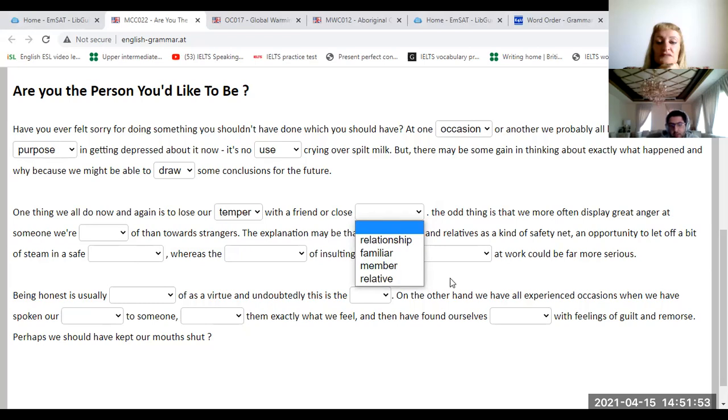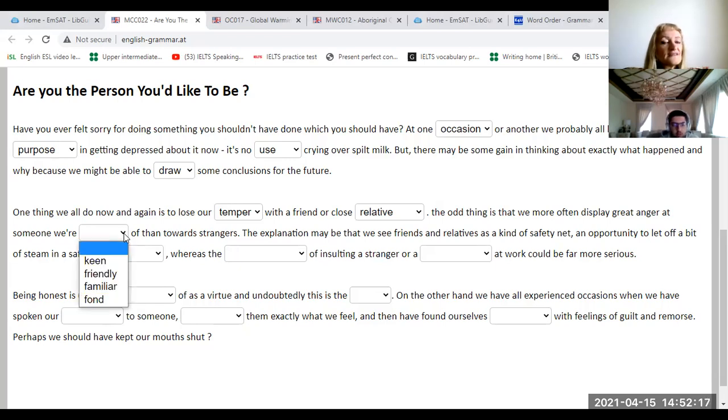Lose our temper with a friend or a close relative. What do you think it is? Relative. Or close relative. Yes, of course. The odd thing is that we more often display great anger at someone we're something towards strangers. So when you say that someone is keen, what does that mean? Well, I'm looking at that and I'm thinking familiar with or keen on. If you're keen on someone, you like them a lot. If you're familiar with someone, you know them very well.